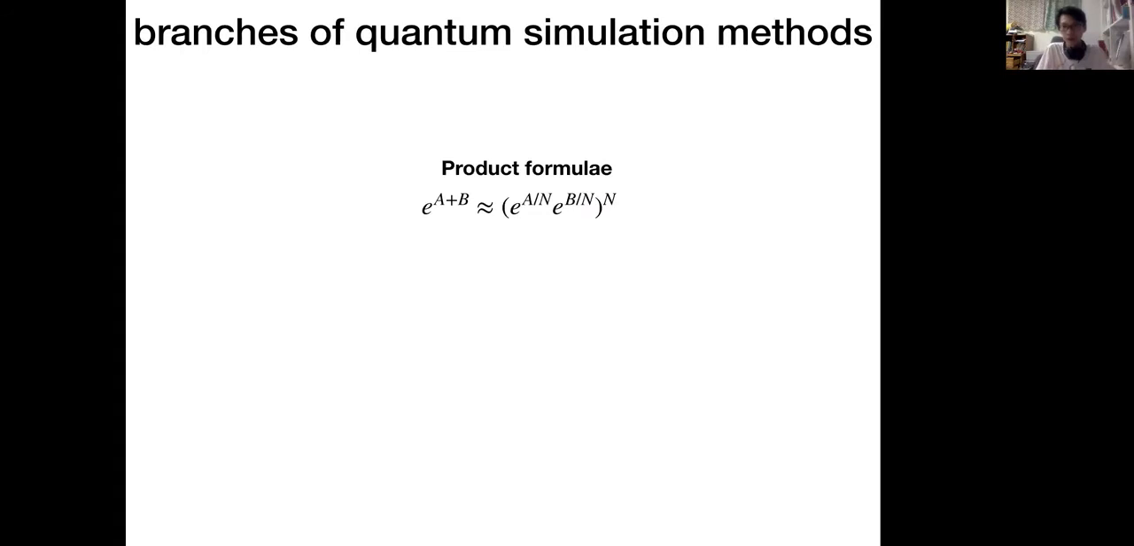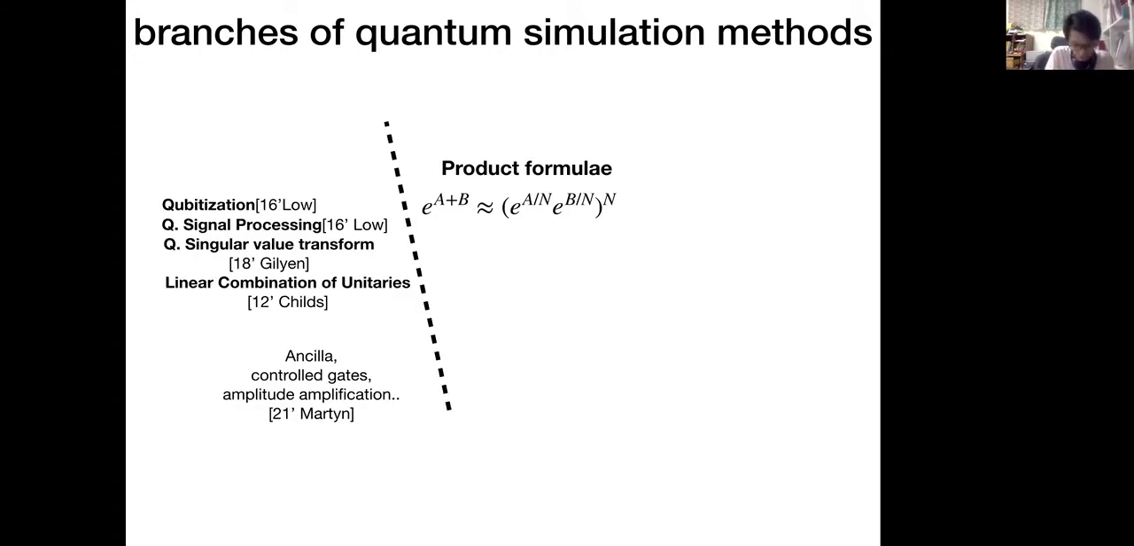Let me also review the existing methods. So in fact, product formulas is one of the earliest ones. All it's saying is that the exponential of a sum can be broken into products of individual terms. You can also do this in other ways in higher orders, but the idea is roughly just this. And there are also totally different methods that use control gates, ancillas, amplitude amplification. For today, we're not really going to talk about any of them. I just want to mention they exist and they're also pretty competitive.